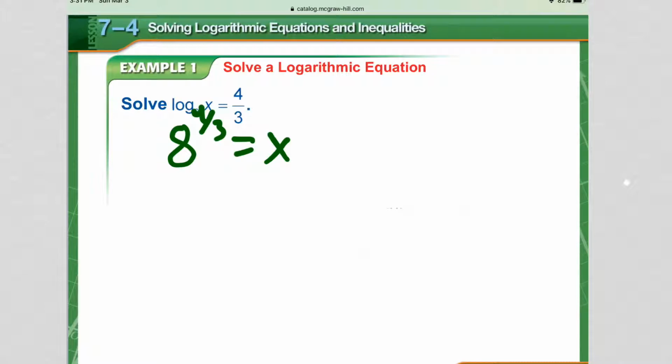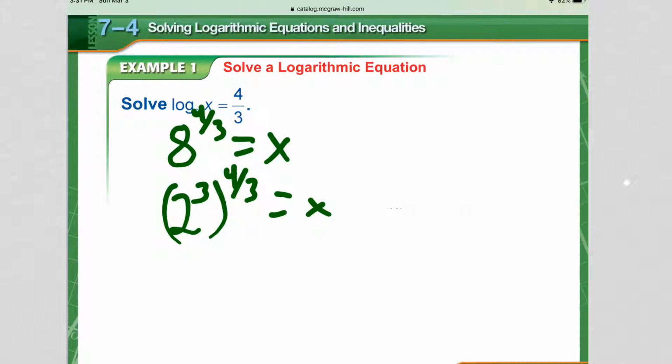So what I want to talk about is how we would solve something like this. There's a little trick I'm going to show you. What we worked with before was solving exponentials. We want to change 8 to its exponentiated form. So 8 we know is 2 cubed. And now we're going to keep that 4/3 power on the outside. If you remember, when we take an exponent to an exponent, we multiply.